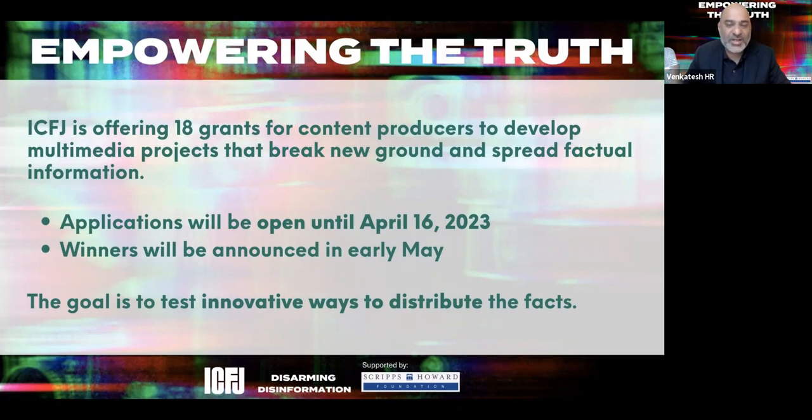Applications are open until April 16th. That is already bolded. We can't make it out very easily, but it's open until the 16th of April, 2023. The winners will be announced in early May. So you have plenty of time. So think about what you've learned in the last 6 sessions, and please do apply.